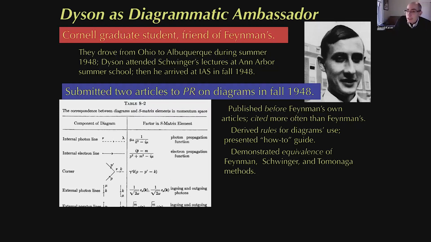Once he gets to the Institute, he then submits 2 articles that autumn. He sends both of them to the Physical Review. These were published before Feynman's own articles had come out. Feynman was actually quite slow to write up his articles. They came out a little bit later, also in 1949.